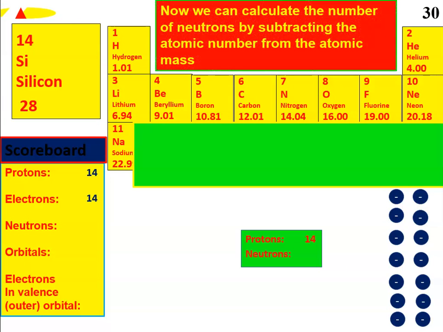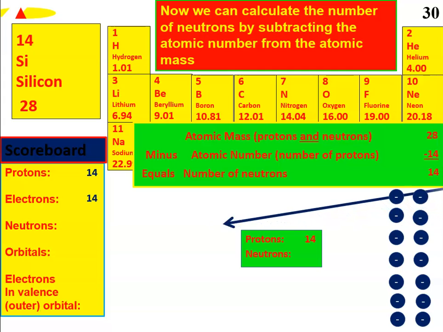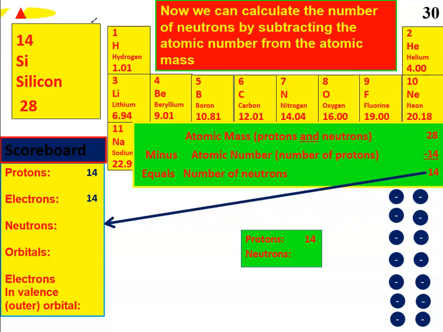We can now calculate the number of neutrons by subtracting the atomic number from the atomic mass. So the atomic mass, 28, tells you the number of protons and neutrons. We already know that the atomic number is the number of protons. So if we take protons and neutrons and subtract out the protons, we'll only have the number of neutrons left. And in this case, that's going to be 14. So we can go ahead and fill in our scoreboard, and put the 14 in the nucleus as well. So our nucleus is taken care of.